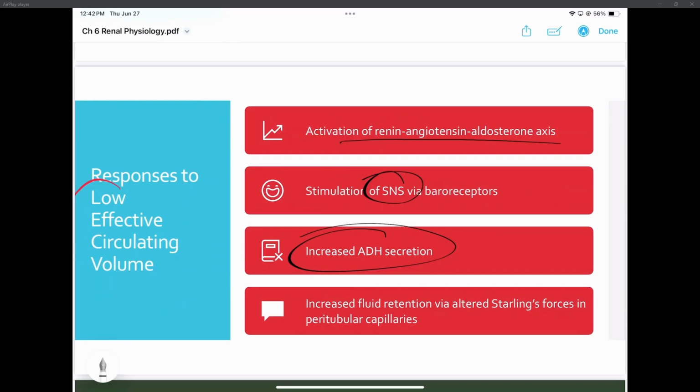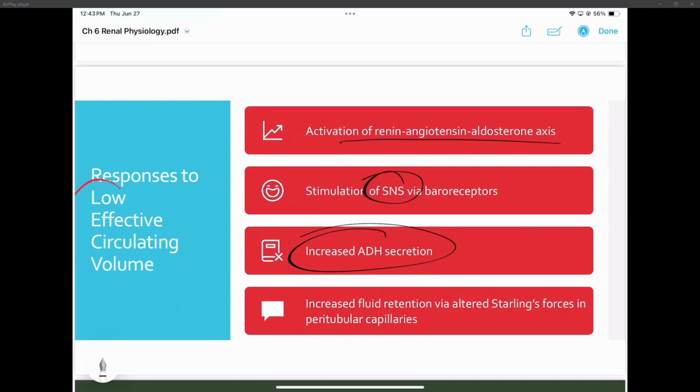ADH comes out. What's going to happen to our blood volume? Increase your blood volume. Remember, it's anti-diuretic. So we're going to keep all the water in the blood volume. So by having ADH come back out, we're going to keep the volume in the blood, raising our blood volume, raising our pressure. So when we have low effective circulating volume, what do you think the makeup of that urine is going to be? Is it going to be concentrated or dilute?